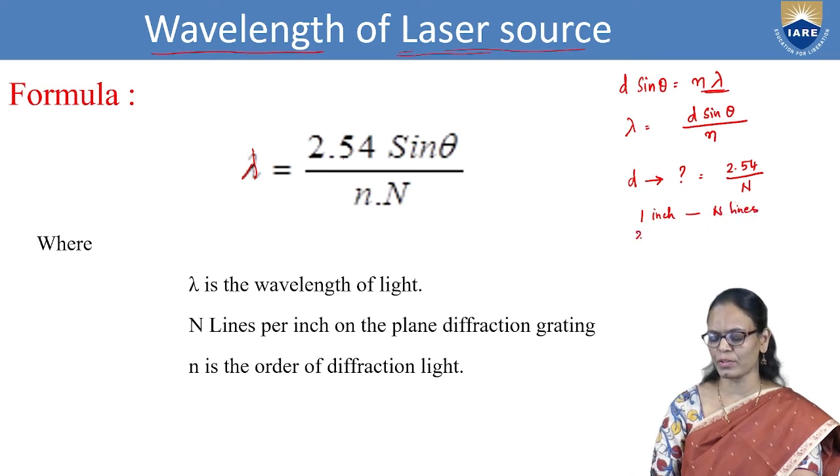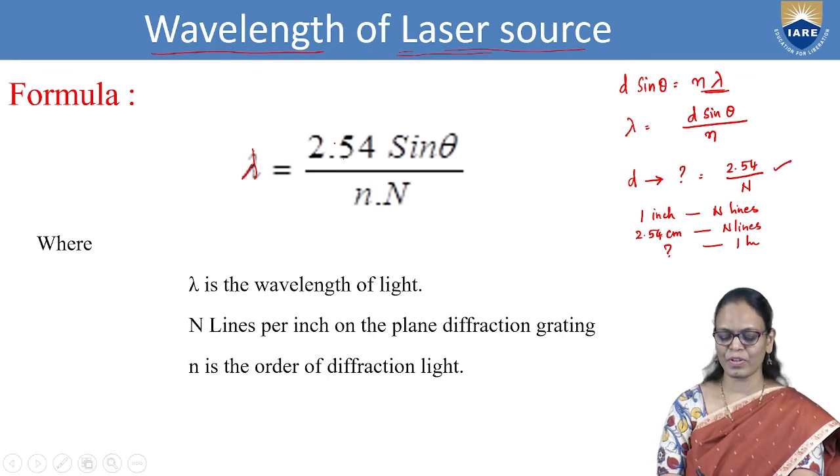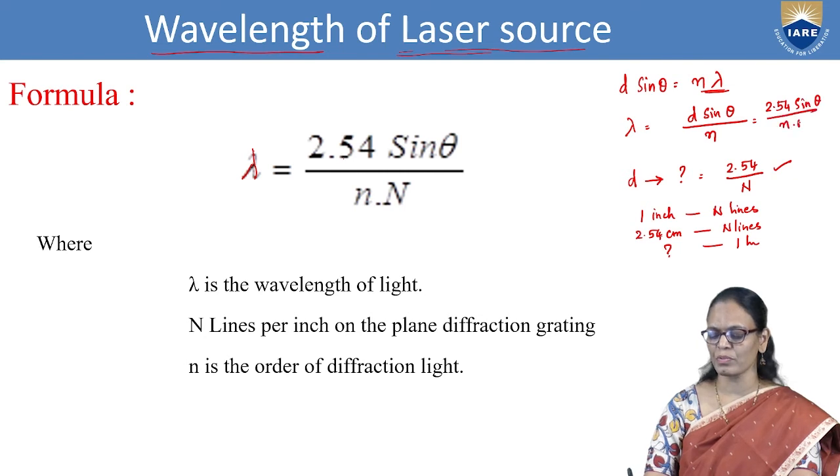1 inch is nothing but 2.54 centimeter. Because we are using the SI system here, we are not going to write it in inches. We are going to convert it into centimeter. So in 2.54 centimeters, we have n lines. So what will be the width of one line? D is the width of one, so it will be 2.54 upon n. So when we substitute here for d, we have 2.54 sine theta upon small n into capital N.